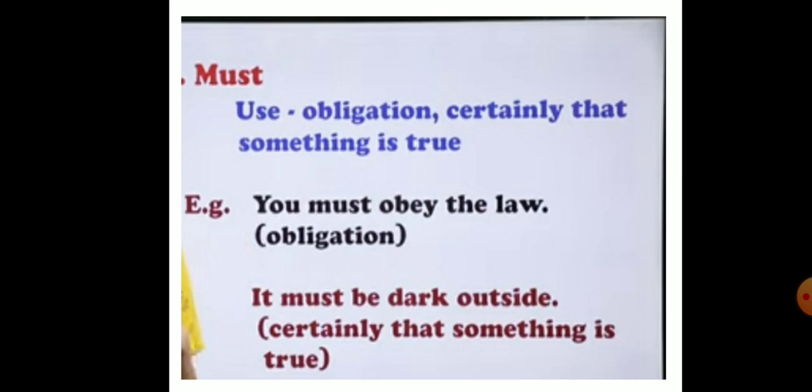For example, it must be dark outside. That is, it is certain that it is dark outside. So this is used for obligation, and for certainty that something is true.